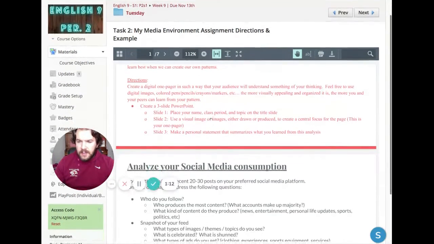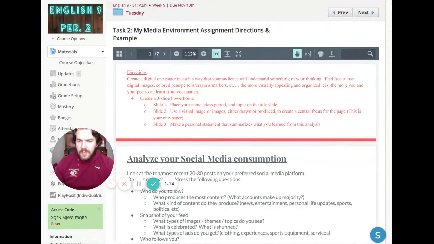So what you're going to do is you're going to create a digital one pager in such a way that your audience will understand something. What you should use is something like Notability or Google Slides, or even the Jamboard app on your iPad is a really good way to do this. But I would recommend the Google Slides because it's going to be really easy to share into Schoology when you're done. So the first thing that you need to do is create a slideshow.